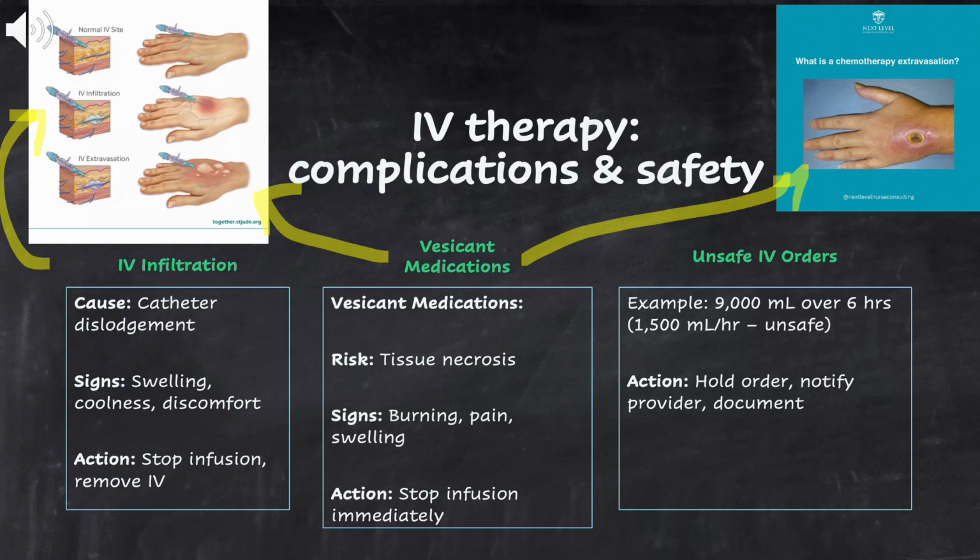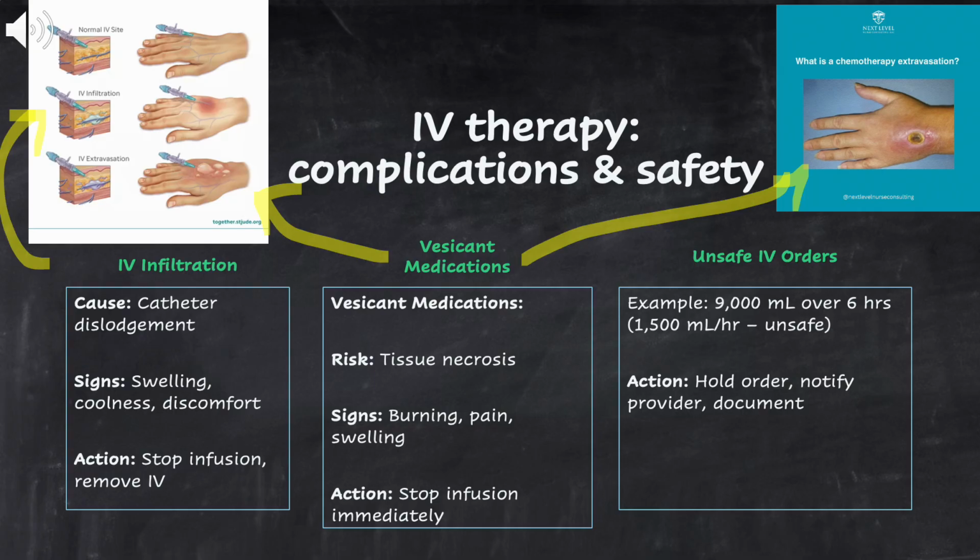Next, vesicant medications. Vesicants are medications that can cause severe tissue injury if they leak outside the vein. The major risk is tissue necrosis. Signs include burning, pain, and swelling at the site. If vesicant extravasation is suspected, stop the infusion immediately and follow facility protocol.